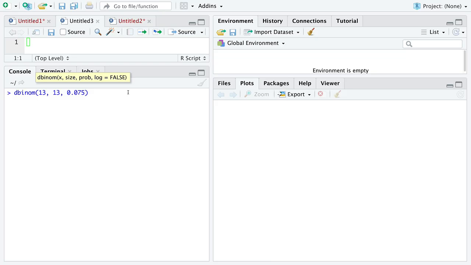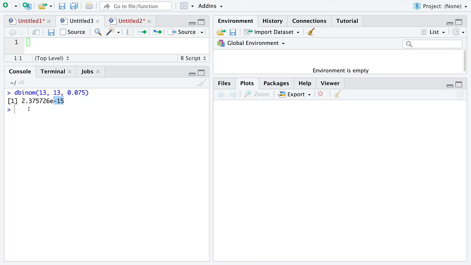That's that 7.5% chance. What we get is this incredibly tiny number. Please refresh yourself on scientific notation. This is 2.375726 times 10 to the power of -15. So there's essentially 14 zeros in front of this 2.